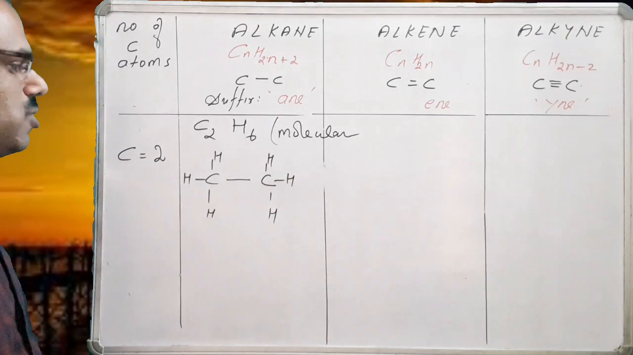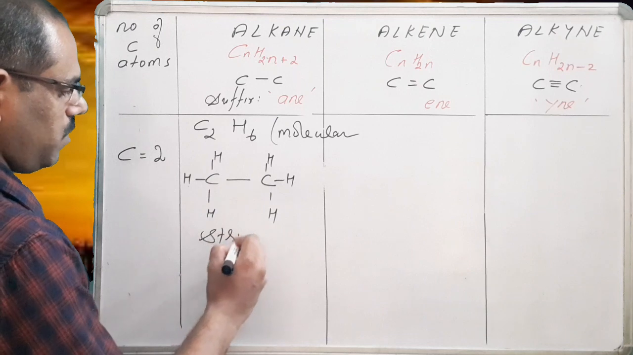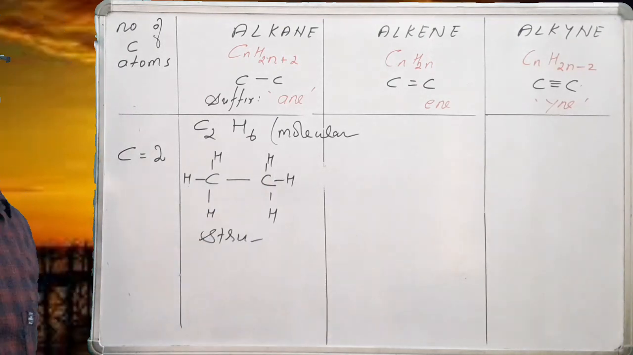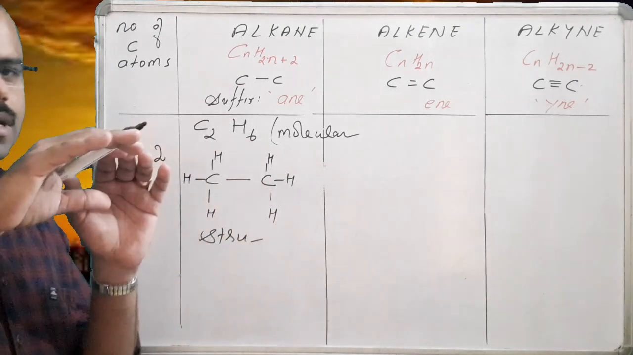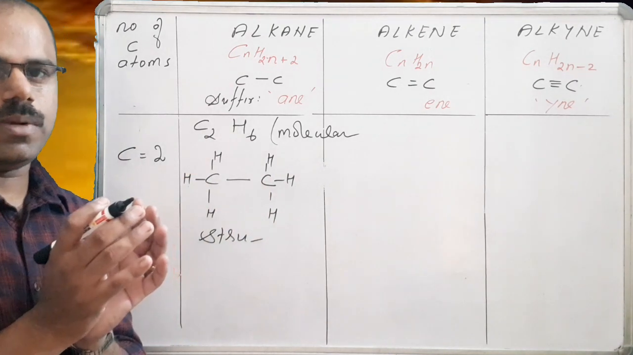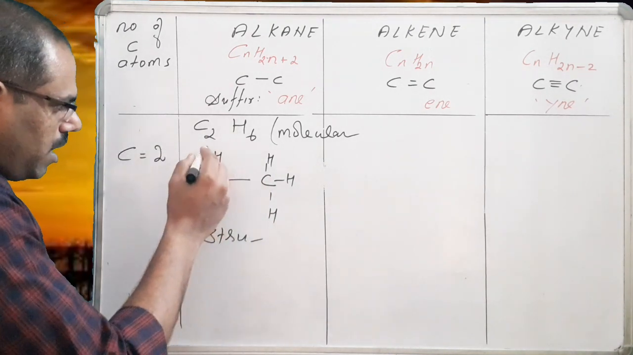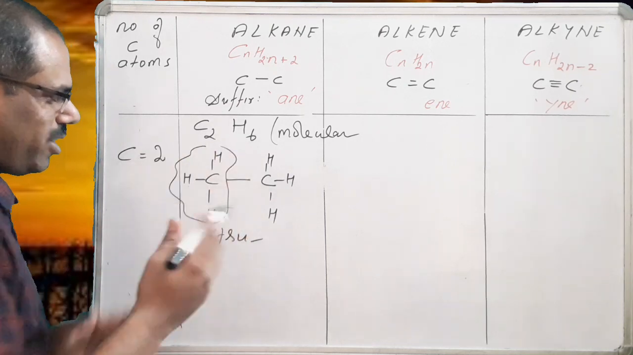So this is called the structural formula. Okay, molecular formula, structural formula. And you see, we can again slightly condense the structural formula. How do we condense? This area, take it together.